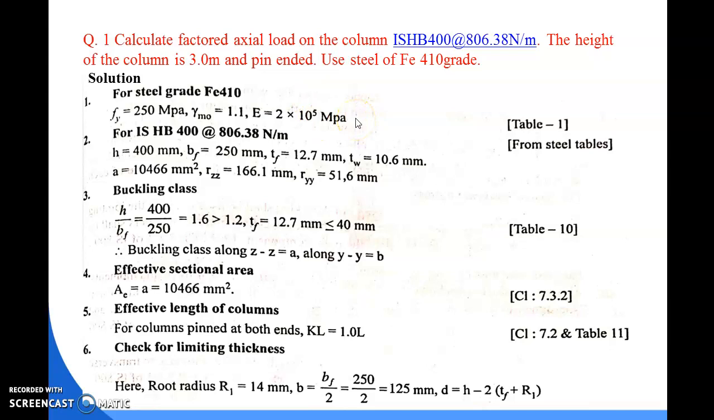After that, we know the section of the column, which is ISHB 400 at the rate of 806.38 Newton per meter. ISHB means it is an I section. So here the section type is given, which is 400. Now we can find out from this section the properties of the specified I section from the steel table.